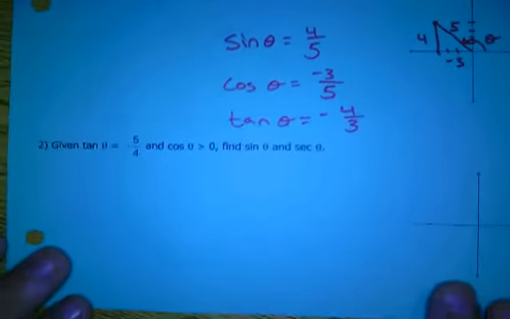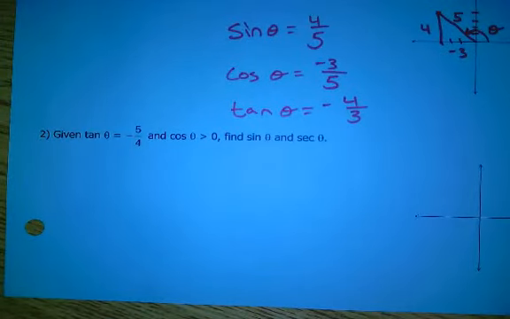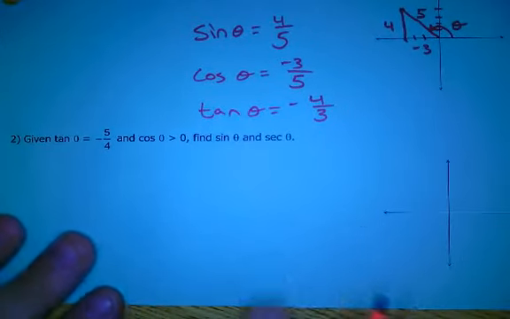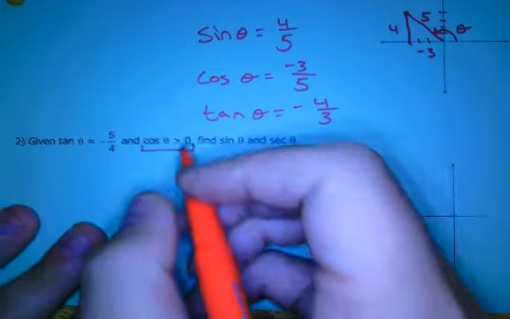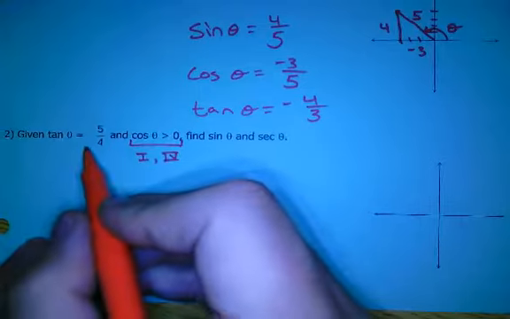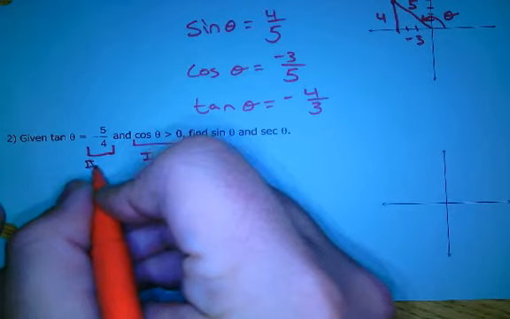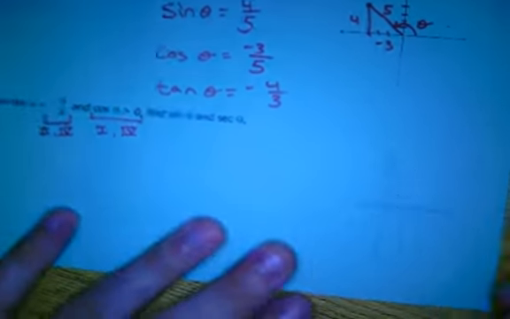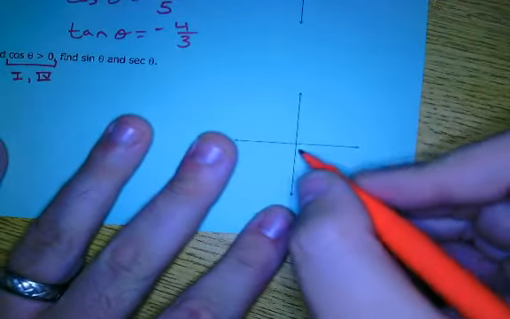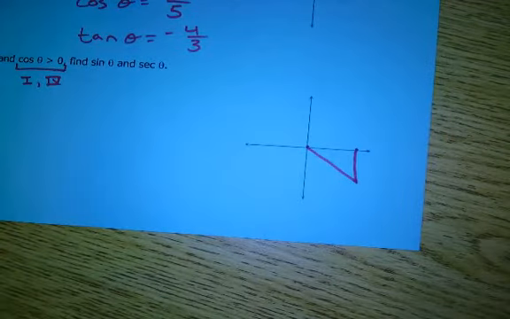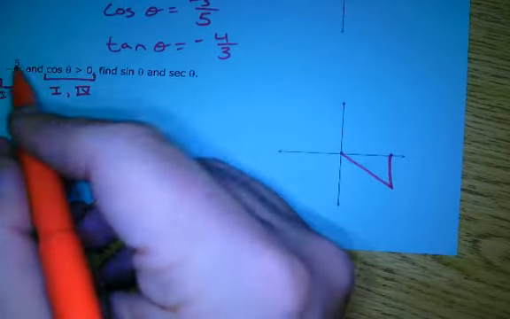Let's go ahead and do number 2. I'm going to give you tangent, and we're going to know that cosine is positive, and we're going to find the rest of it. So where is cosine positive? In quadrants 1 and 4. It says right here tangent's negative. When is tangent negative? In quadrants 2 and 4. So where do these overlap? Very good, class. In quadrant 4. So we're going to draw our triangle in quadrant 4.